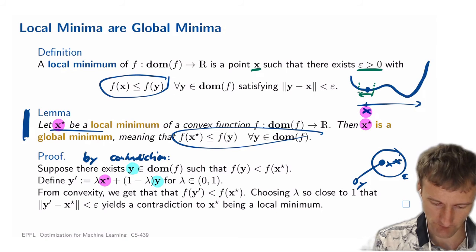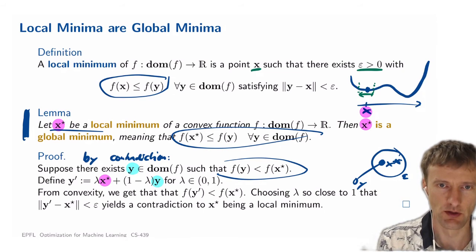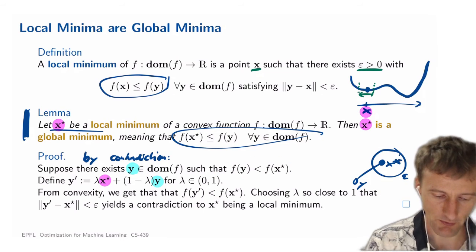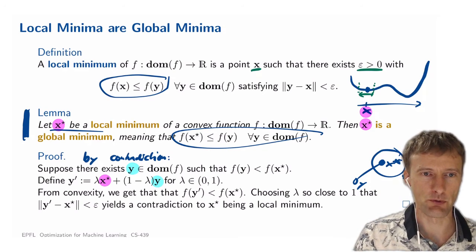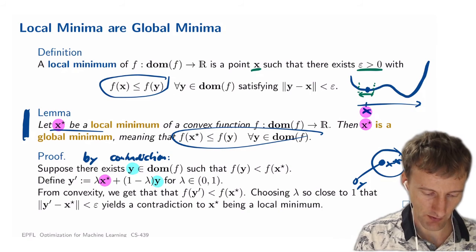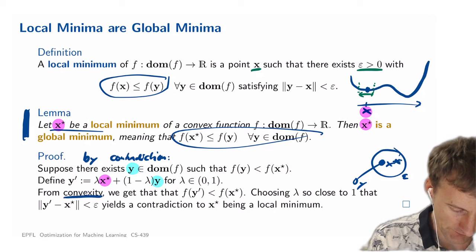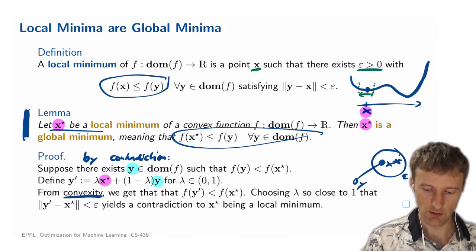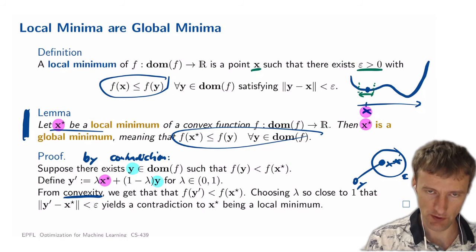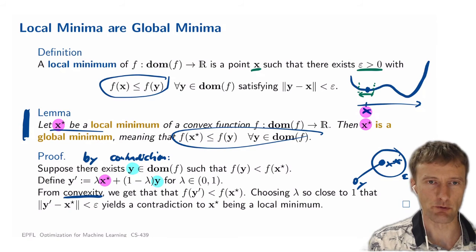So we have arrived at a contradiction. Therefore, it's not the case. Therefore, x star is actually a global minimum, and that's the whole proof. So this is quite nice. And what we have done here is just using convexity, right? So when we said everybody on the line segment is also better than the two endpoints, or the combination of them, that was exactly where we use convexity of f.